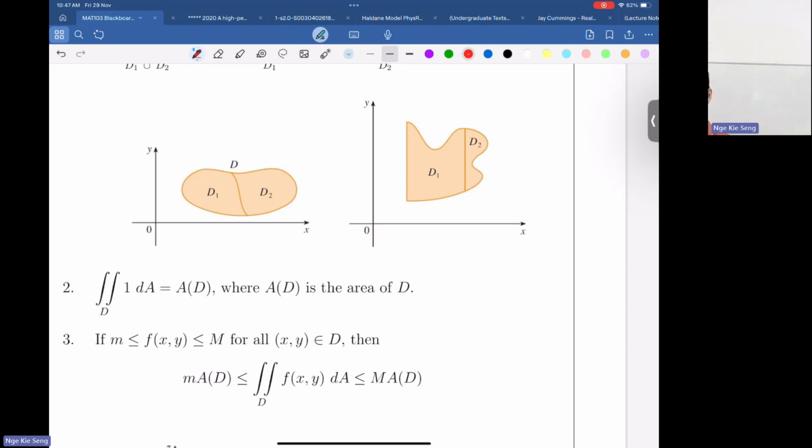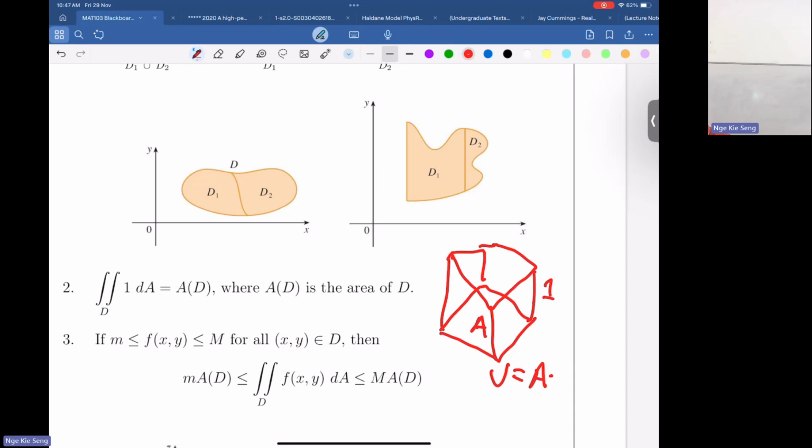Right. So let me draw this out. If you have a box like this, and the height is, let's say, 1 here. The bottom is the area A, so the volume is A times 1, which is A. So if the height is 1, what you compute is really just the area of the domain. This fact is kind of useful sometimes if you want to compute the area by taking the surface to be the constant 1.